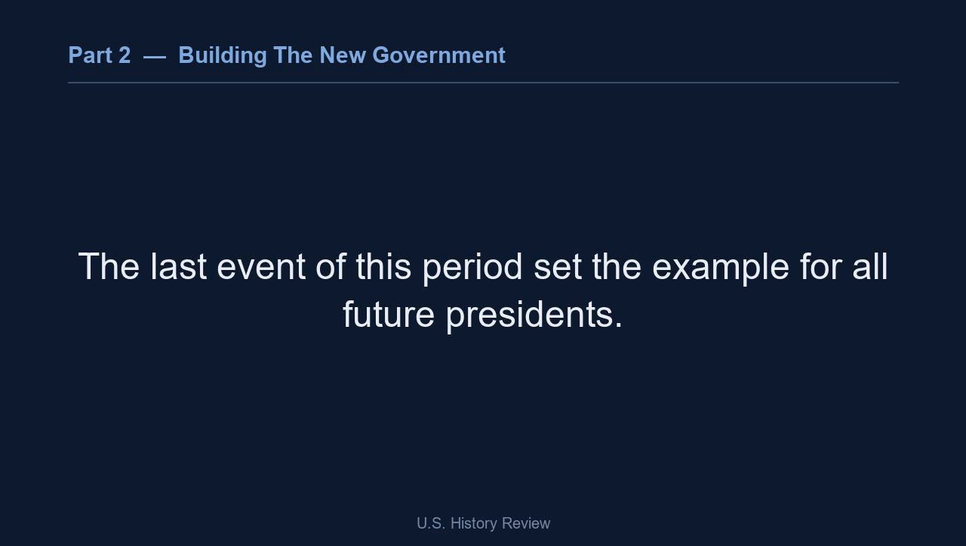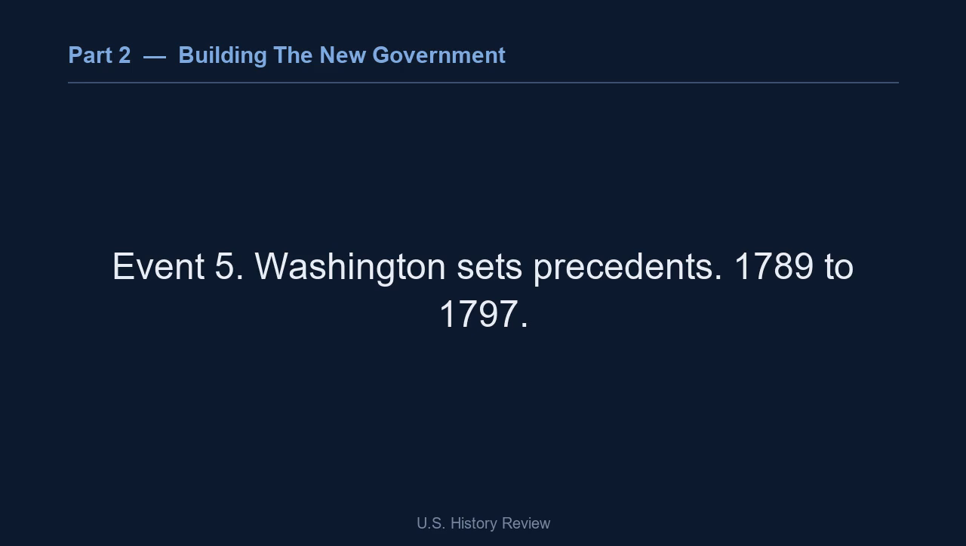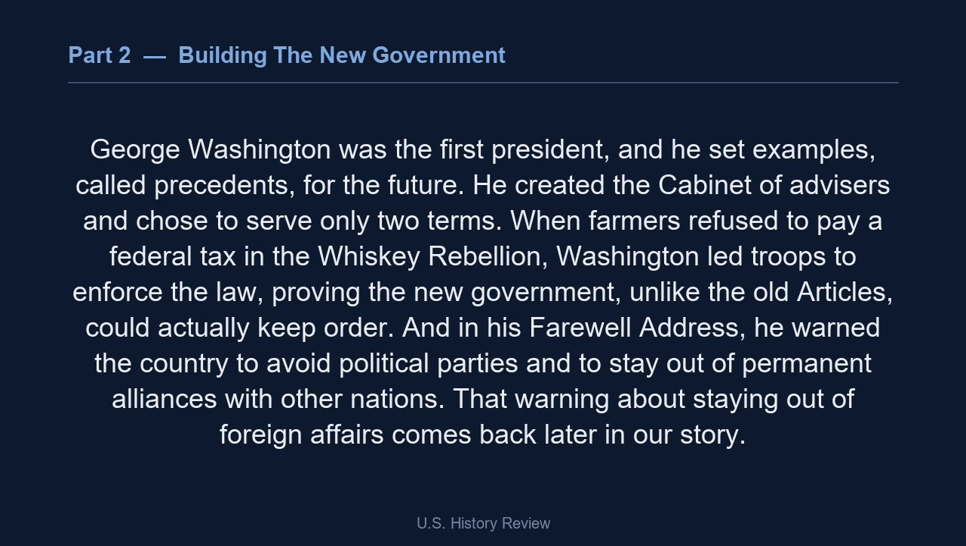The last event of this period set the example for all future presidents. Event 5. Washington sets precedents. 1789 to 1797. George Washington was the first president, and he set examples called precedents for the future. He created the Cabinet of Advisors and chose to serve only 2 terms.